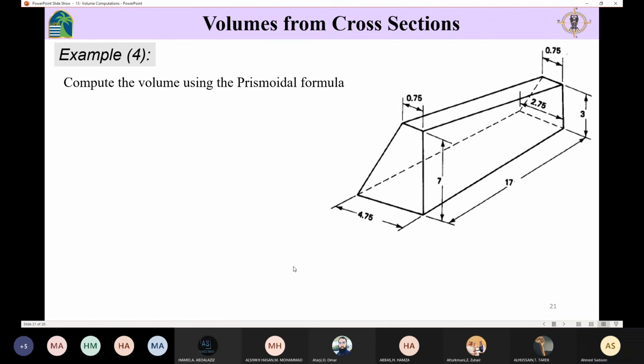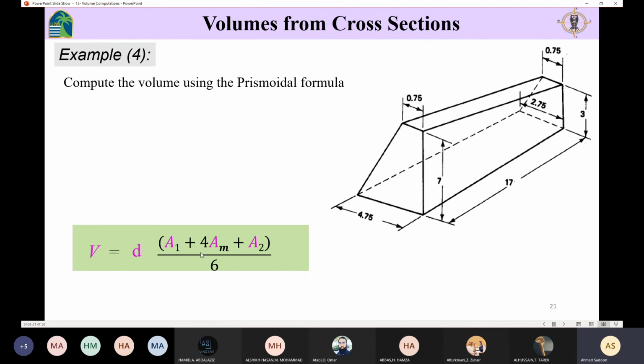But the problem is how to determine the value of AM. The value of D is given, which is 17. The value of A1, we can determine from this dimension. Here we have a trapezoid. This dimension plus that dimension over 2 times the distance between them is going to give us A1. While A2 is this dimension plus that dimension, the two parallel dimensions, over 2 times the distance between them, which is 3.